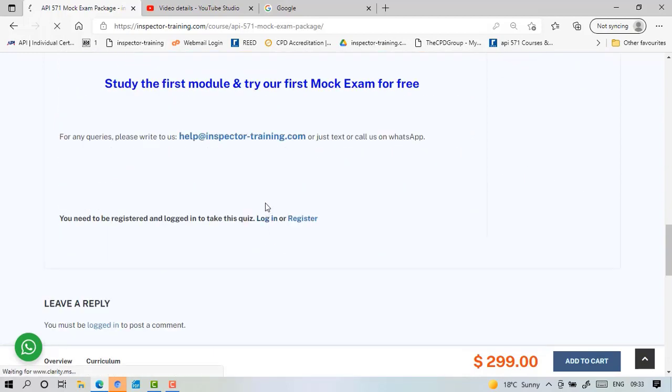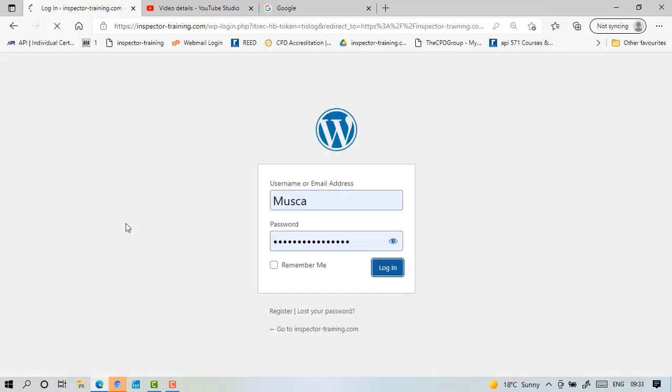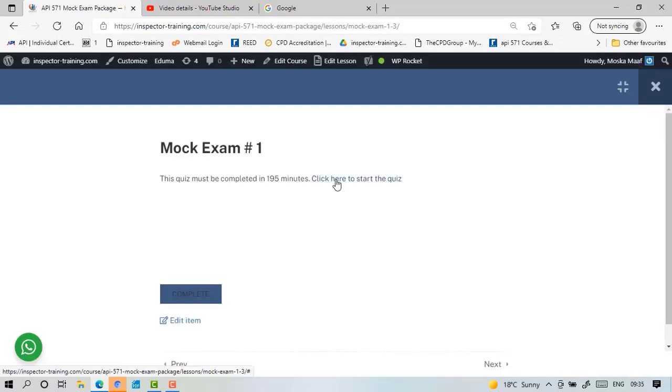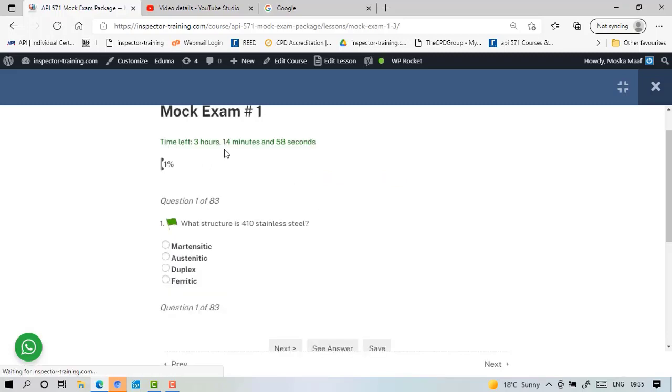This is a full exam actually, but we are going to solve just 20 of the questions. For the rest, you can visit our website inspectortraining.com and solve our first mock exam and try your knowledge. We have simulated the API exam: you get 195 minutes for 80 questions, so that's 3 hours 15 minutes. Let's start with question 1.